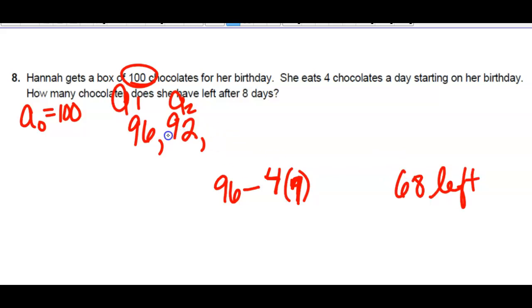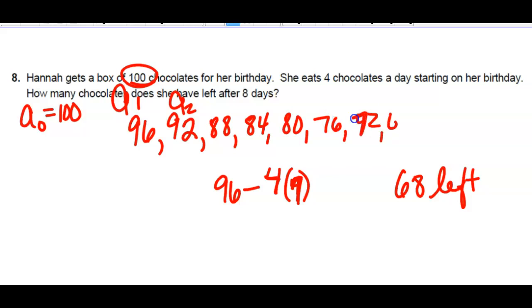Okay. If we had written it out, we'd take away 4, 4, 4, 4, 4, and 4. So this is day 1, 2, 3, 4, 5, 6, 7, 8. Okay? You don't need to write them out. I'm just trying to prove to you that you want to call 96 the first term.